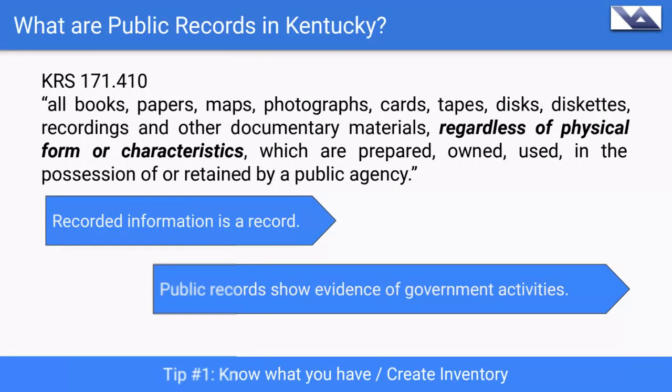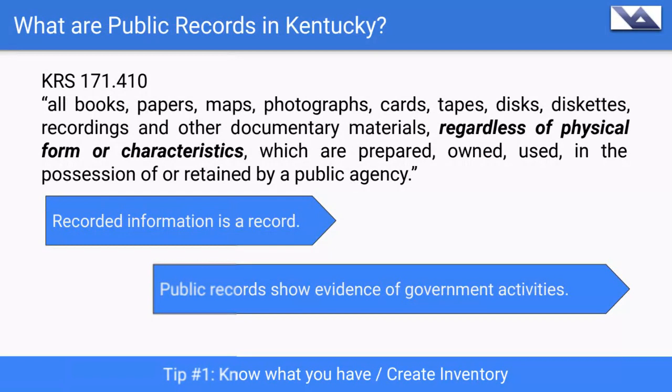Okay, so Kentucky Revised Statute defines a public record as all books, papers, maps, photographs, cards, tapes, discs, diskettes, recordings, and other documentary materials, regardless of physical form or characteristics, which are prepared, owned, used, in the possession of, or retained by a public agency. Basically, recorded information is a record.